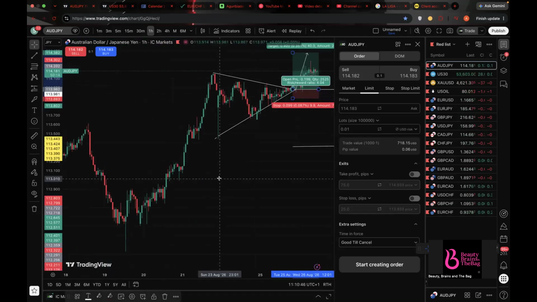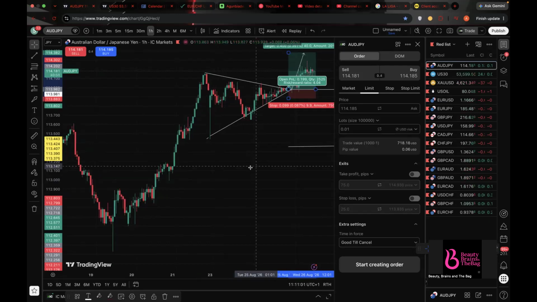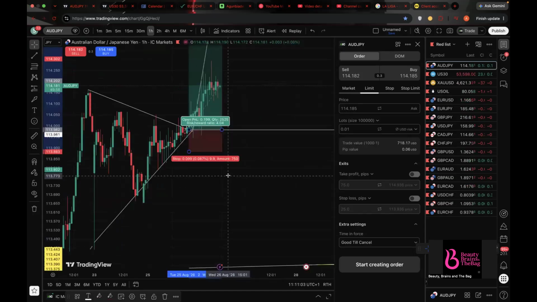This is like the third pattern like this that I've seen this month. The third one. And one of them, we took that one. That one was an SL. One of them, we missed that one. That one was a TP. And this one is going to be a TP. So the thing is, you don't really see setups like this.